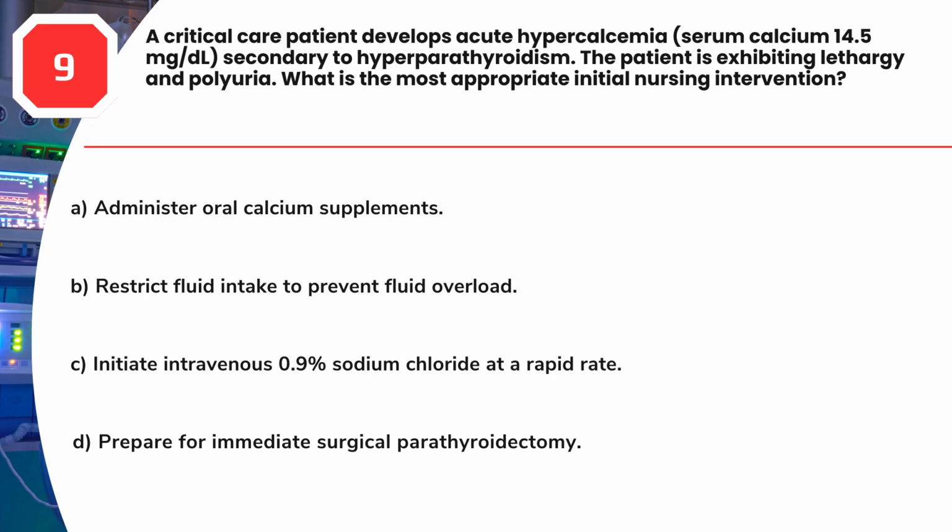Question 9. A critical care patient develops acute hypercalcemia, serum calcium 14.5 mg/dl, secondary to hyperparathyroidism. The patient is exhibiting lethargy and polyuria. What is the most appropriate initial nursing intervention? A. Administer oral calcium supplements. B. Restrict fluid intake to prevent fluid overload. C. Initiate intravenous 0.9% sodium chloride at a rapid rate. D. Prepare for immediate surgical parathyroidectomy.